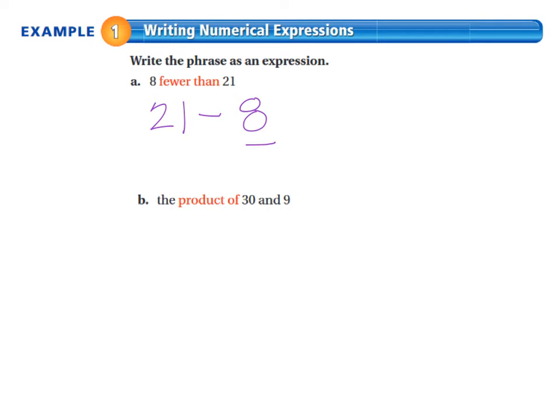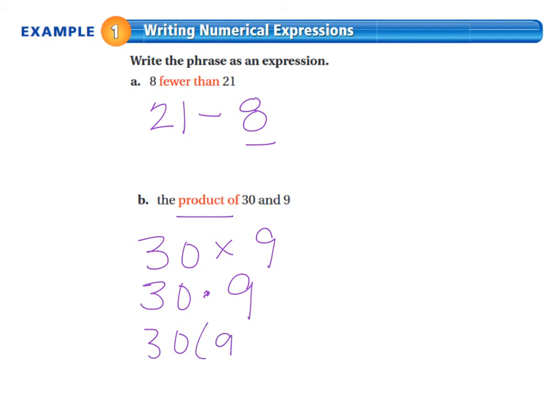Part B, the product of 30 and 9. The product of indicates we're going to multiply. So we could write this a few ways. We could write 30 times 9, but we're not going to be using an x a whole lot anymore because we're moving into algebra, and in algebra, we use an x more often than not as a variable. So I would like you to start using one of these indicators for multiplication: a dot, or parentheses, or if it's a letter, you can just write it right next to the number that you're multiplying it by. But we can't do that if it's two numbers, because then it would look like 309.